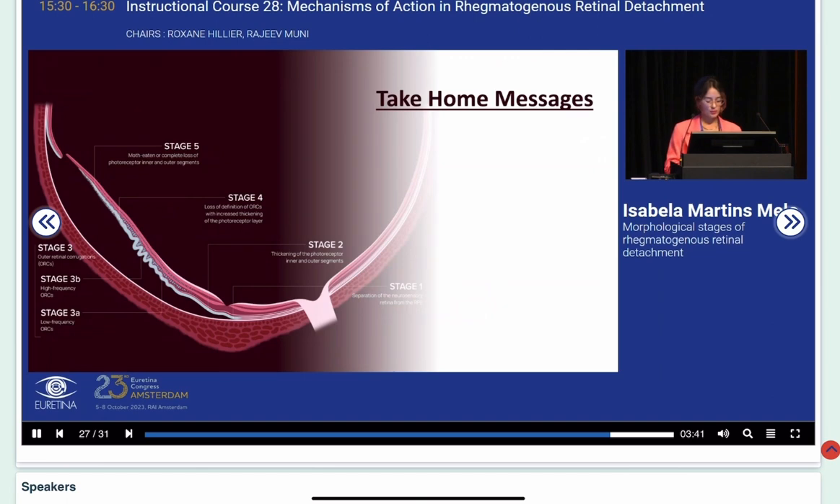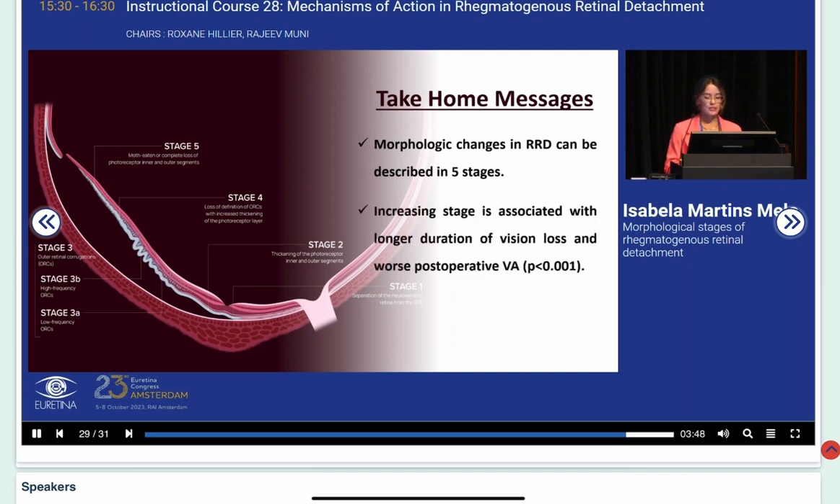So what I want you to remember from this presentation is that the morphologic changes of the retina can occur in 5 stages. An increasing stage is associated with a longer duration of vision loss and worse post-operative visual acuity. Therefore, urgent intervention in stages 1, 2, and 3A may be beneficial for our patients.